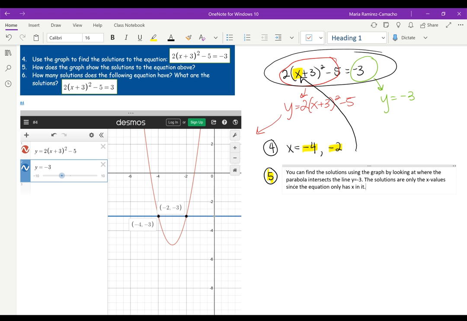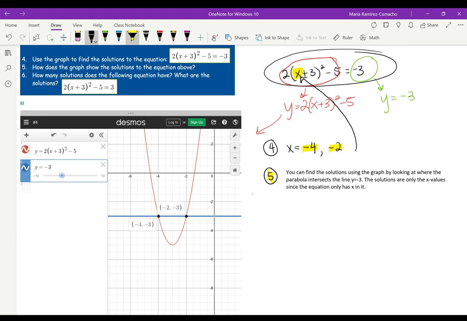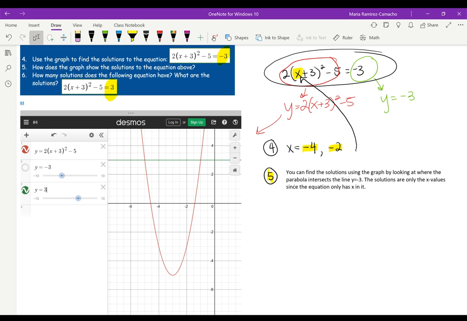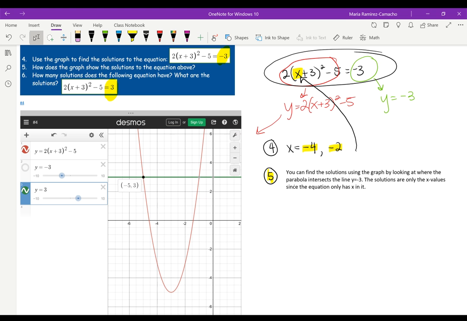And then for number 6, the question is, how many solutions does the following equation have? What are the solutions? And it looks like it's almost the same equation, except instead of a negative 3, it's a positive 3 for our equation in number 6. So what we'll do is we will graph y equals positive 3. There are 2 points of intersection, so that tells me that there are 2 solutions.